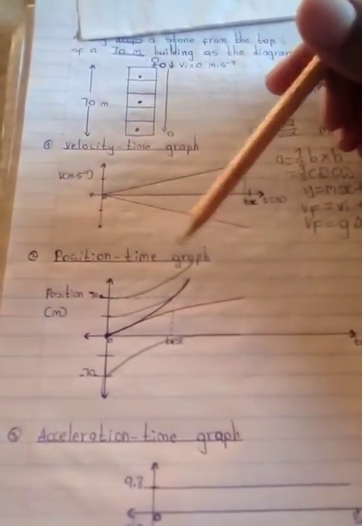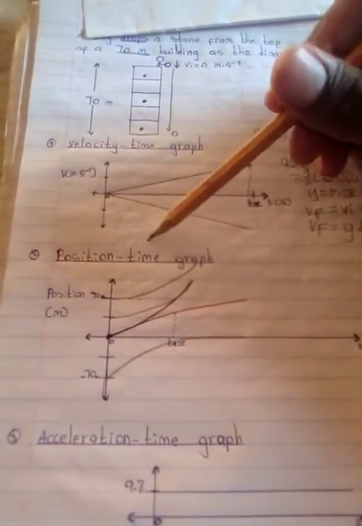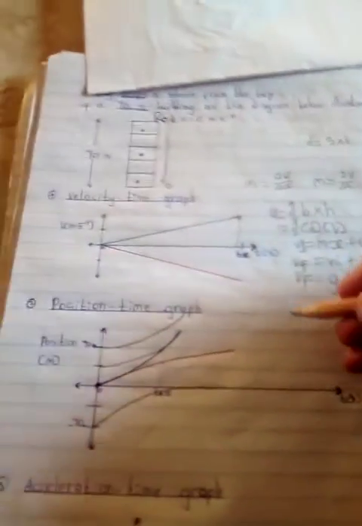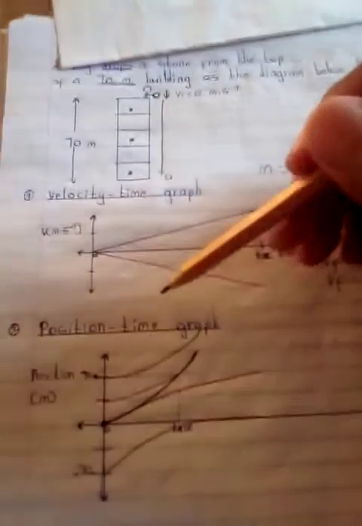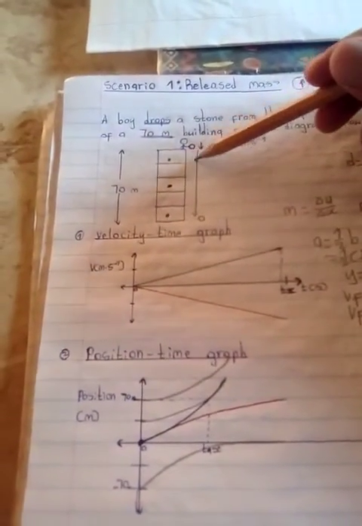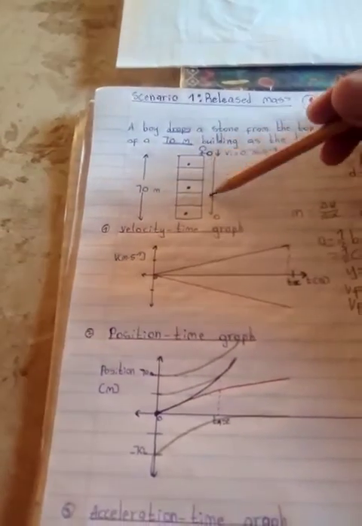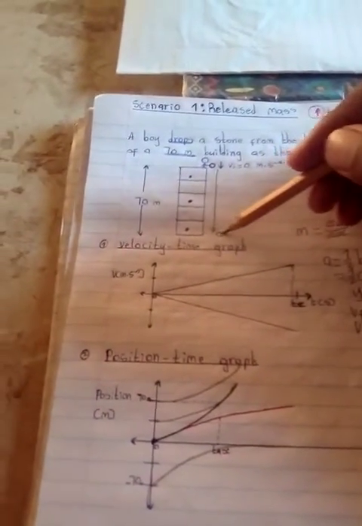Let's move to another type of graph, which is the position time graph. Hey, I'm just coming back from school now. I'm very tired, but let's get on with it. The position time graph here. You have a stone released here. It goes down, down, down, down, down until it reaches the ground here.